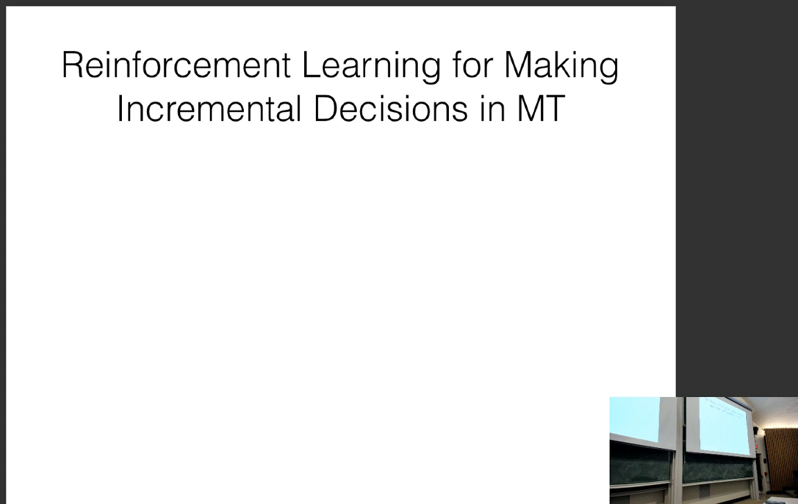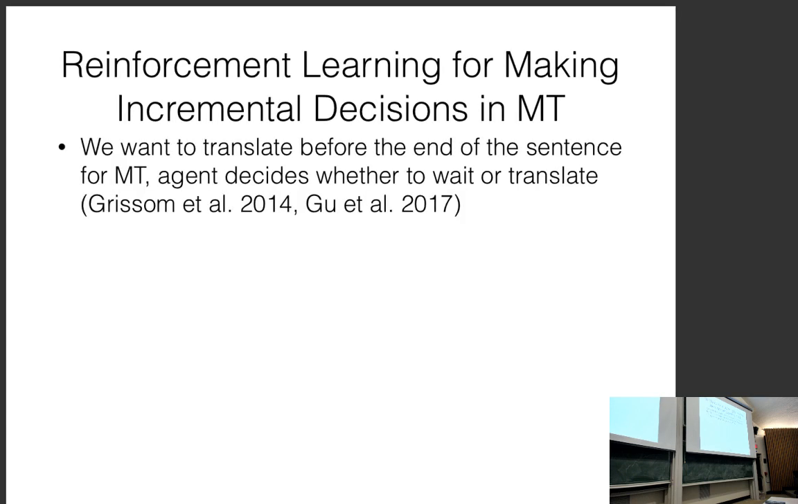There's also a few examples of making incremental decisions in MT. One example that I myself have worked on, so I think it's kind of a cool problem, is simultaneous speech translation. So the idea is someone is speaking a sentence, and you want to start translating before they finish speaking their sentence. Because if you wait until they finish speaking their sentence, you might have to wait a really long time before you translate.